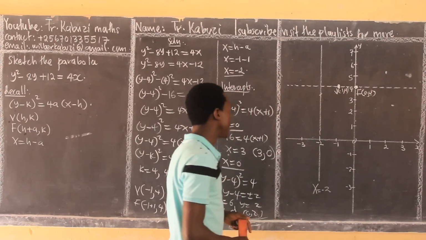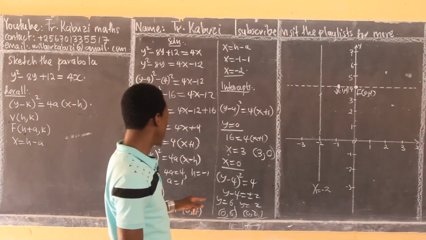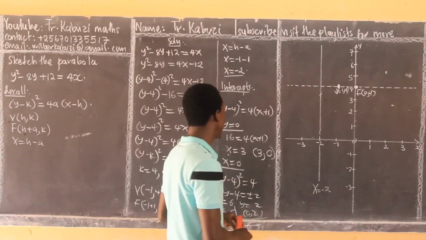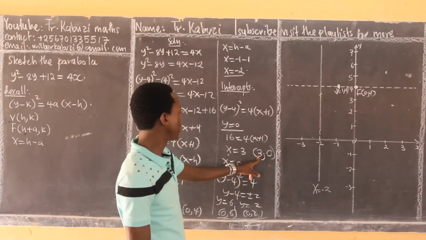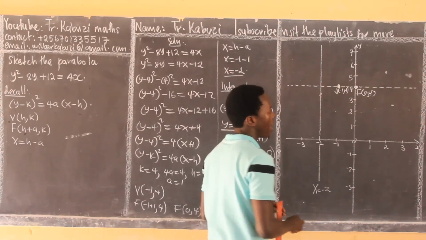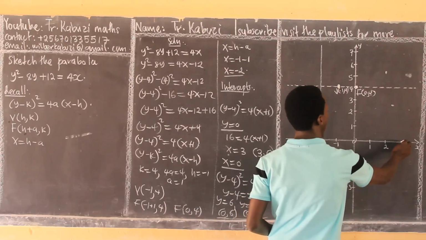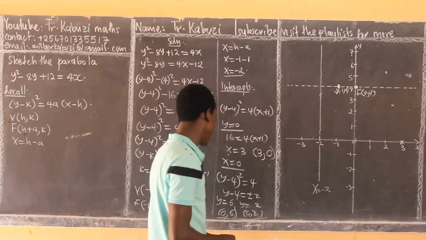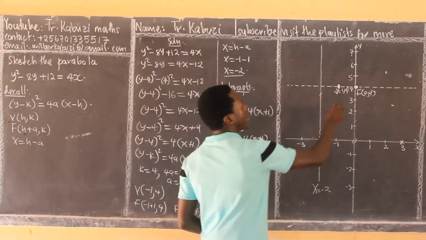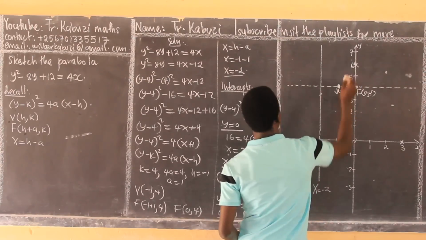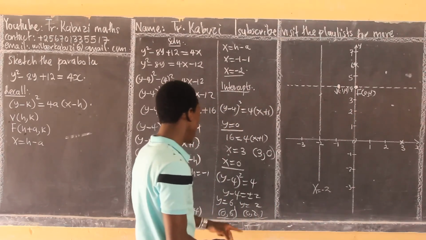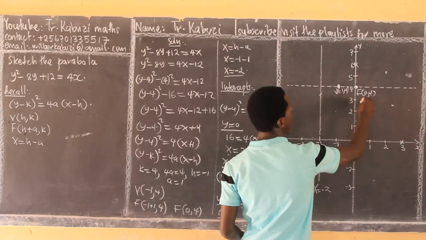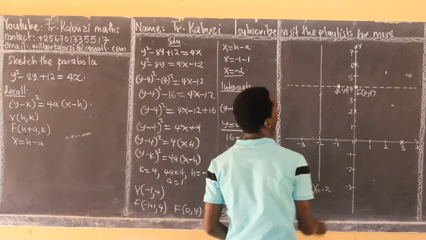Now I come to the intercepts. My curve has to touch (3, 0). I come to where (3, 0) is from here. My (3, 0) is there. This is where the curve is going to touch. Then I come to (0, 6). (0, 6) is there. And I come also to (0, 2). (0, 2) is somewhere there.